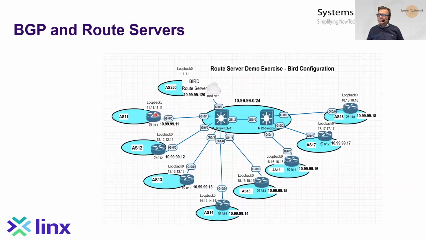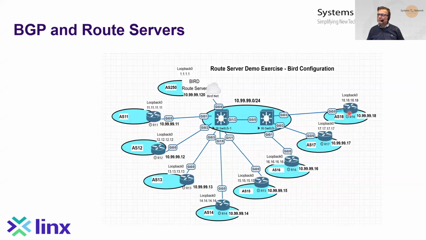So here I've got what is representing 8 different customers or 8 different autonomous systems. Each of those has a single router on it. Each of the customers has a number. So an autonomous system has an autonomous system number, and I've numbered these 11 for AS11 all the way up to 18 for AS18.